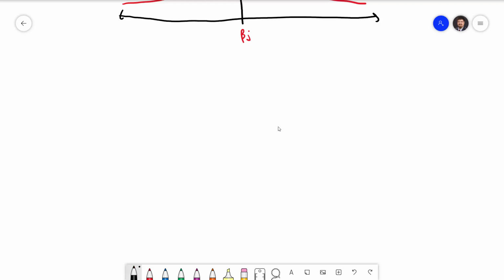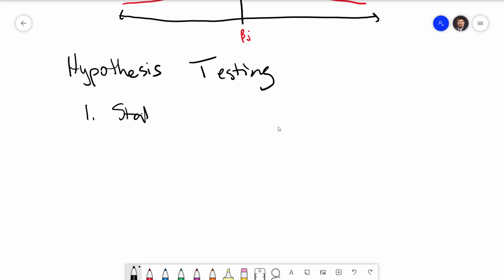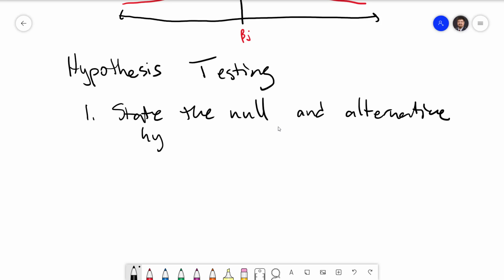Now that we've established the sampling distribution of beta hat, we are now going to talk about hypothesis testing. There are 4 main steps to hypothesis testing, and we're going to go through all of them. Number 1 is state the null and alternative hypothesis.